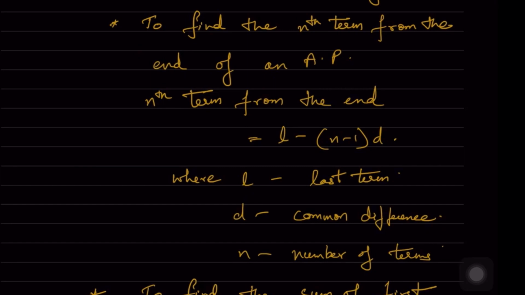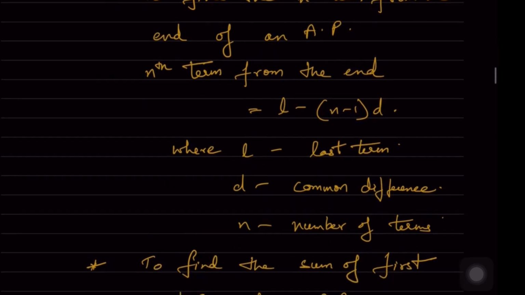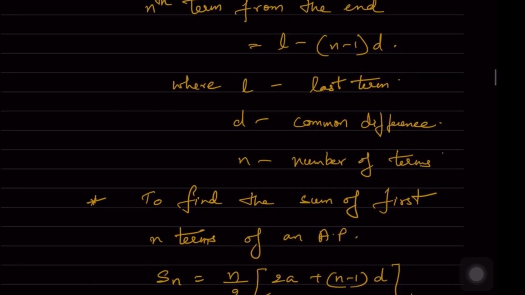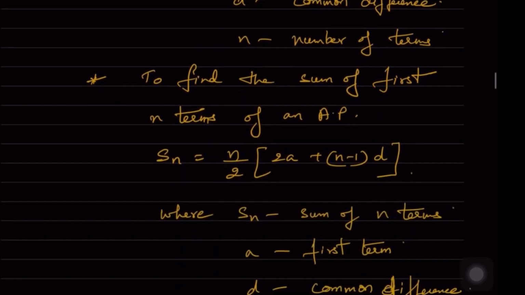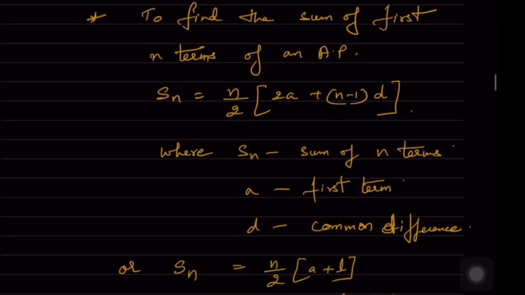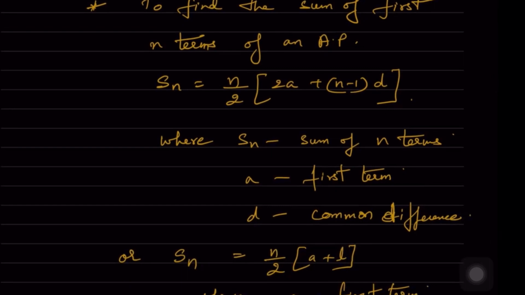Nth term from the end is equal to L minus (n minus 1) into d, where L is the last term, d is the common difference, n is the number of terms. Now to find the sum of first n terms of an AP, we use the formula Sn is equal to n by 2 into (2a plus (n minus 1) into d), where Sn is the sum of n terms, a is the first term, d is the common difference.